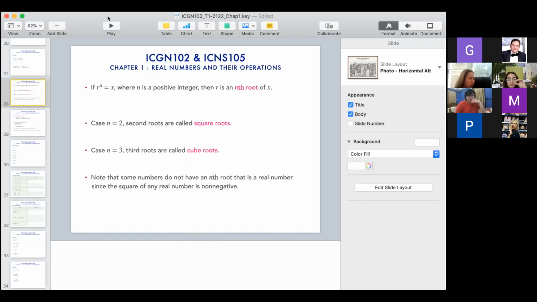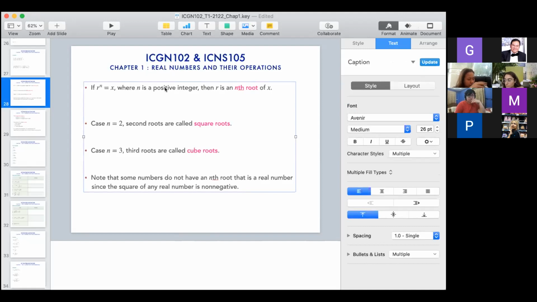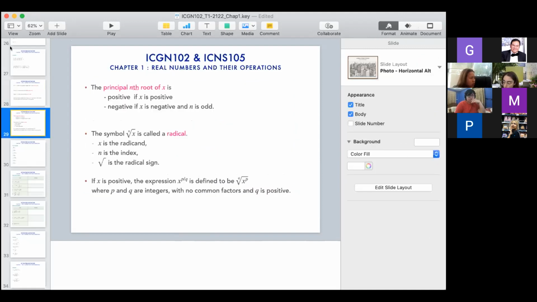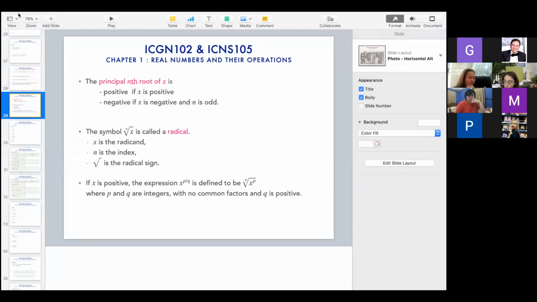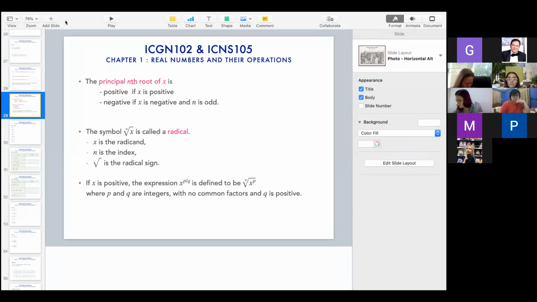Now let's move on to the next slide. On the next slide, the principle of the n-th root of x is that it's positive if x is positive. So for example, if we have the square root of 4, you get a positive number for sure. In this example, it's 2.